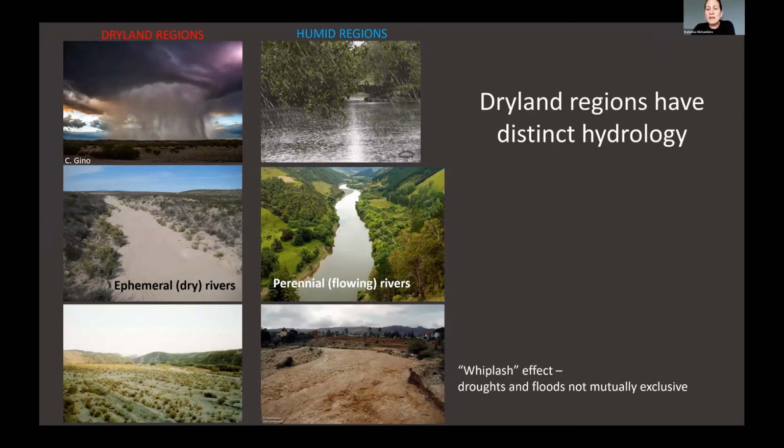And one of the challenges is that dryland regions may see prolonged periods of drought, but punctuated by very destructive flash floods. And we can think about this as a whiplash effect, where people are whiplashed between extreme drought and extreme flash floods. And they're certainly not mutually exclusive, and they certainly provide a compound challenge.